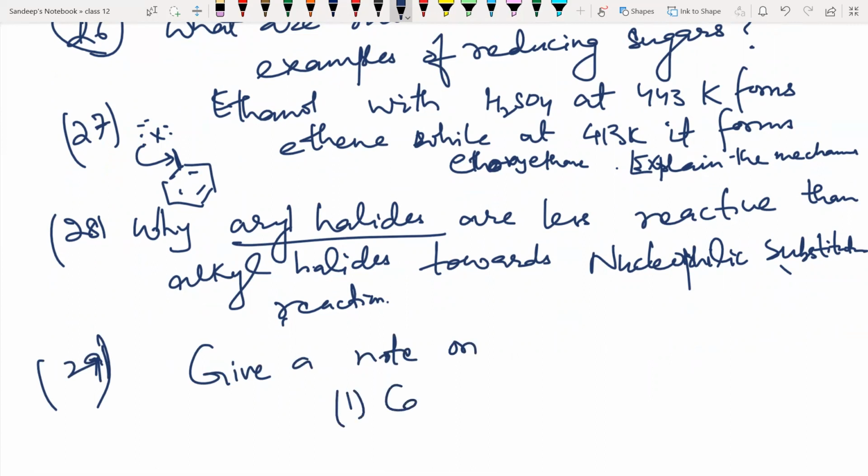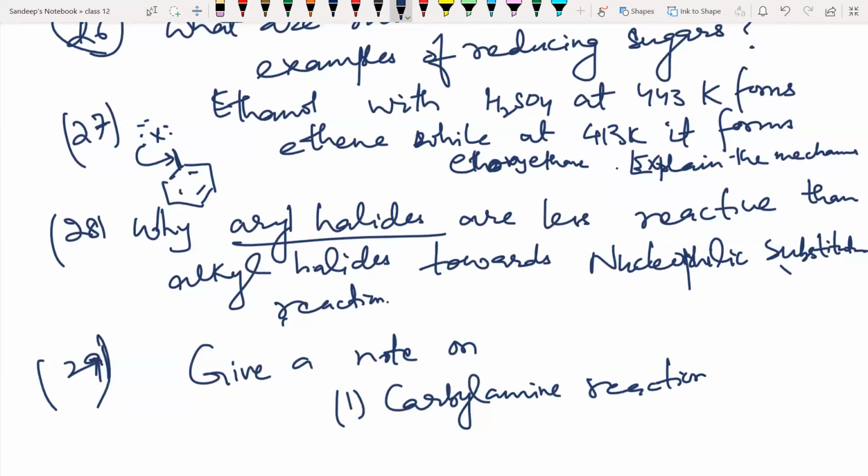Carbylamine reaction. So you know what is a carbylamine reaction? It is the test of primary amines. Primary aliphatic or aromatic amines react with chloroform and aqueous alkali to form carbylamine isocyanide, which is a foul smelling compound. So very bad smell. So it is the test of primary amine. Secondary and tertiary will not give this.